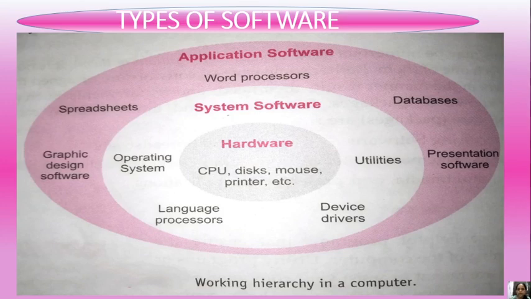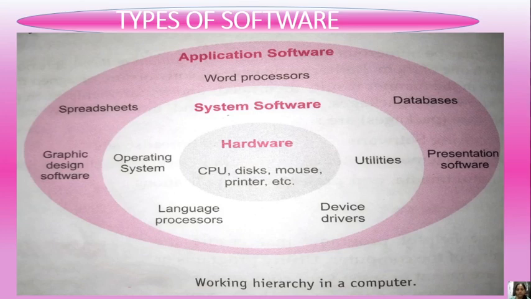First, here you can see the image. It's showing the working hierarchy in a computer. At the center, it is written hardware. At the center, the circle is for hardware. And the second circle is system software. And after installation of system software, there is a third circle, the pink circle, that is application software.